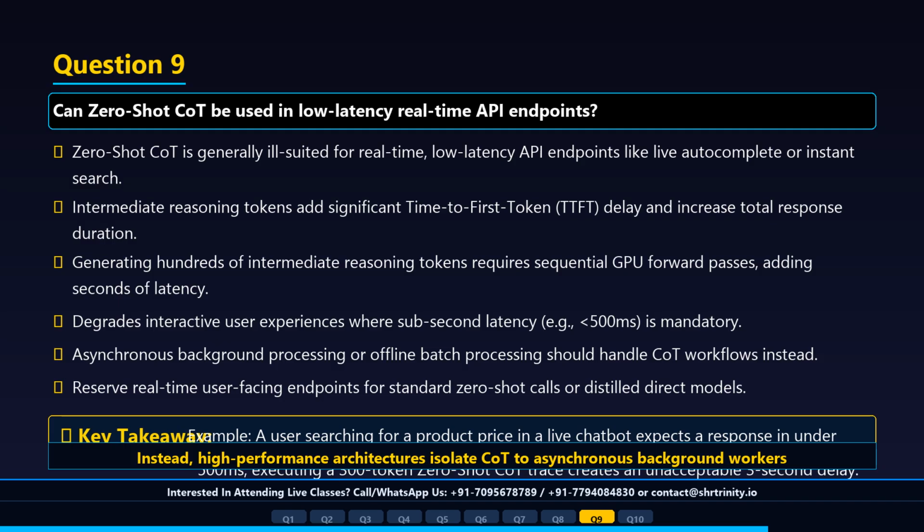For example, a user searching for a product price in a chatbot expects a response in less than 500 milliseconds. Running a 300 token CoT causes unacceptable delay. A common mistake is enabling zero-shot CoT on UI autocomplete or search suggestions where instant sub-second response times are required. As an interview tip, recommend asynchronous background processing for CoT workflows, reserving real-time endpoints for standard zero-shot calls.